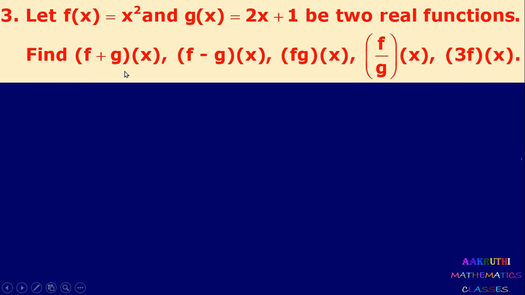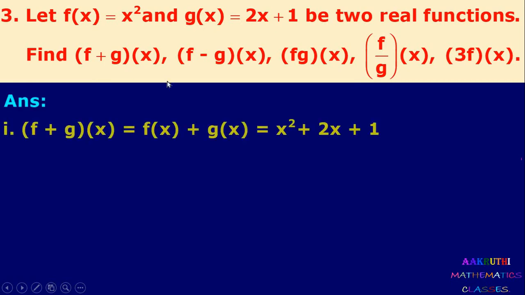Now we know that f plus g of x can be written as f of x plus g of x. So therefore f plus g of x can be written as f of x plus g of x. Now here it is given f of x is x square and g of x is 2x plus 1. Here we have to add two functions f of x and g of x. So we get x square plus 2x plus 1. So that is f plus g of x.